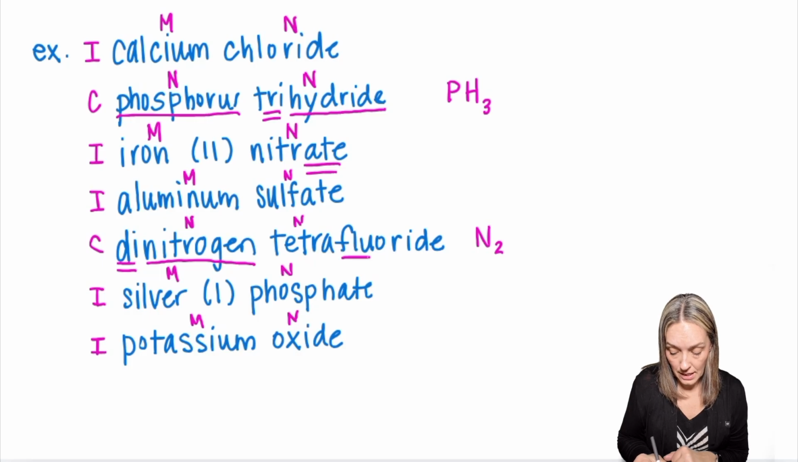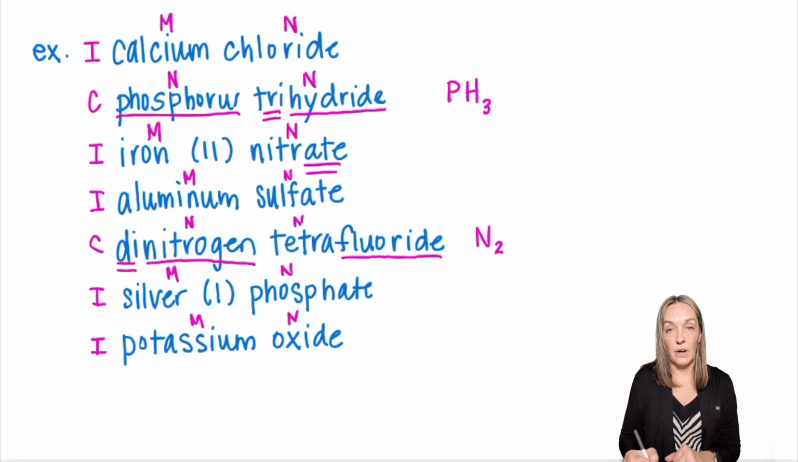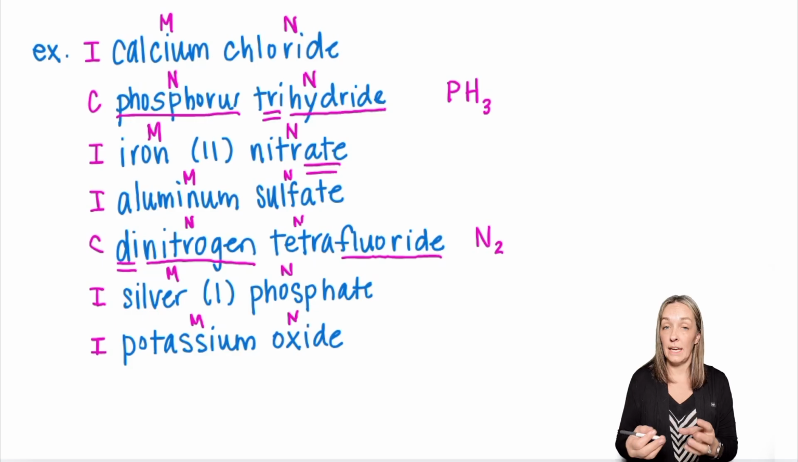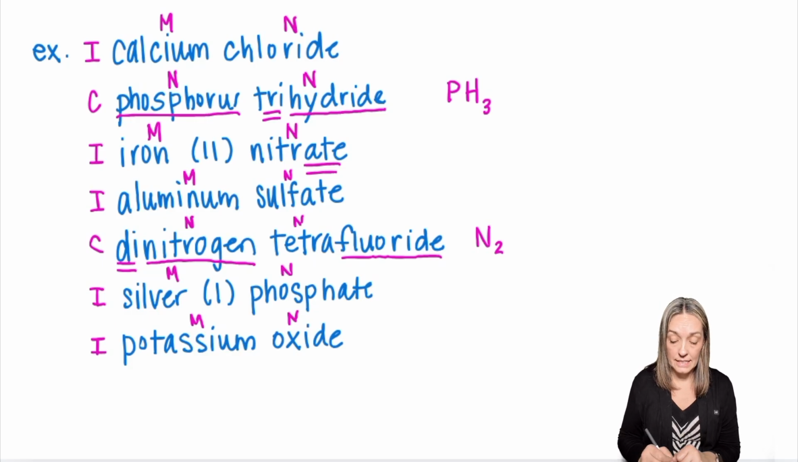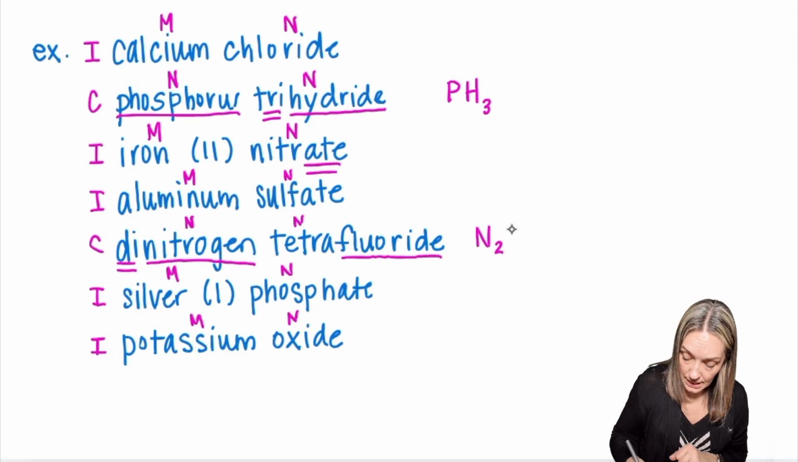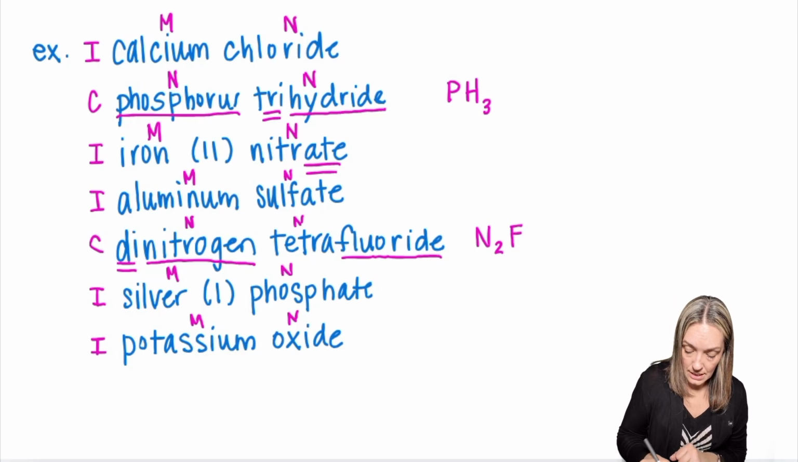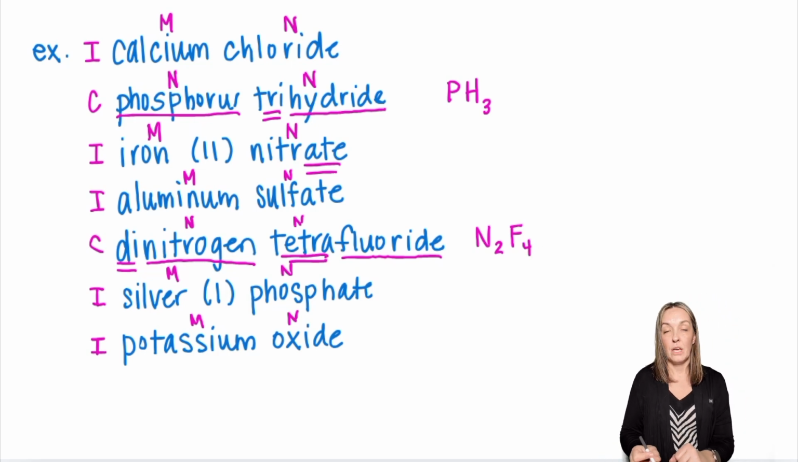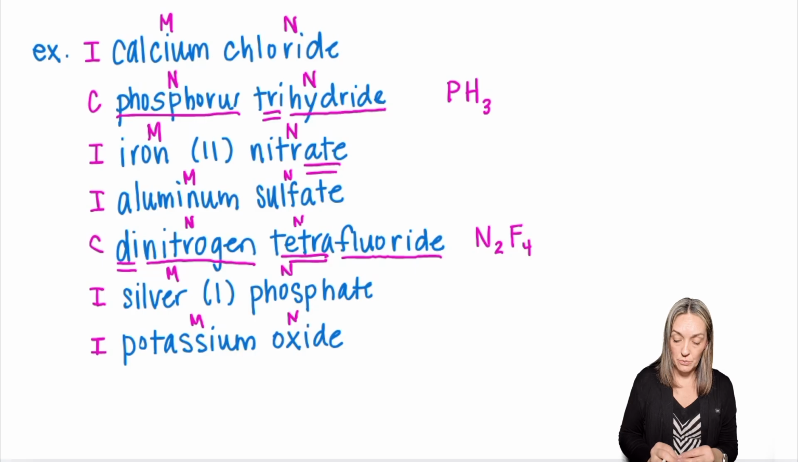Tetrafluoride. I'm going to look at the element. Fluoride comes from fluorine. The endings are always going to change to IDEs on these. So the root of the word is what you want to look for. Fluorine is the element. And tetra indicates that I have 4 of them. So the formula for this would be N2F4.